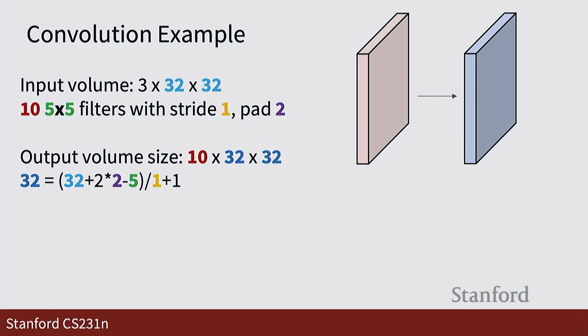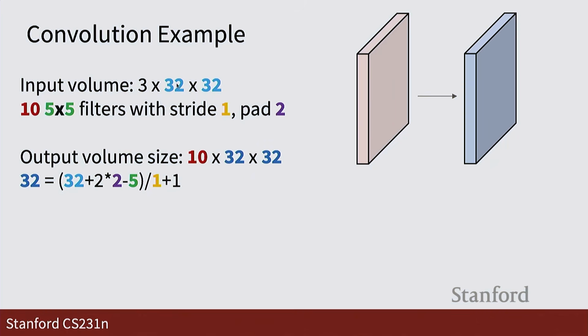I color-coded it because there's a lot of numbers here to keep track of. Right, so here, it's 10 by 32 by 32. This 32 is actually a different 32 than this 32, so that's why they're different colors of blue. Right, but this 10 is the number of output channels. Output channels has to match the number of filters. And the spatial size is computed using that formula that we just saw.